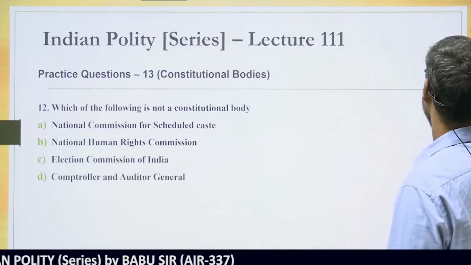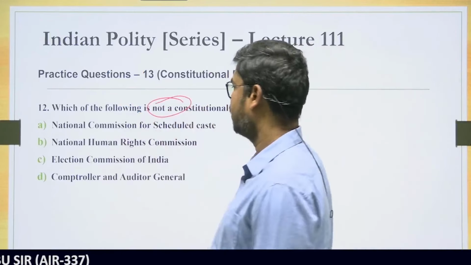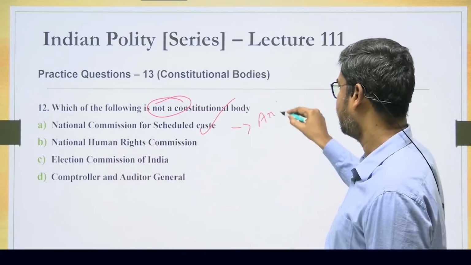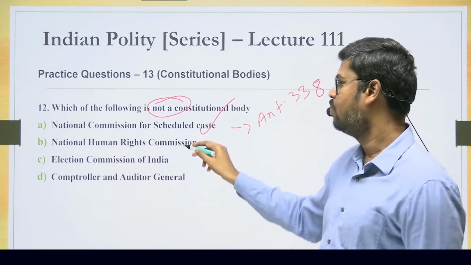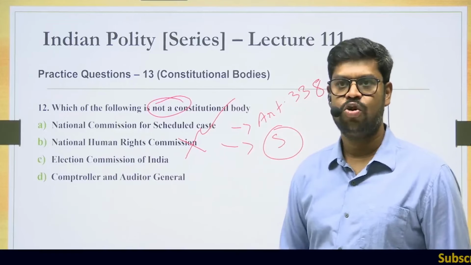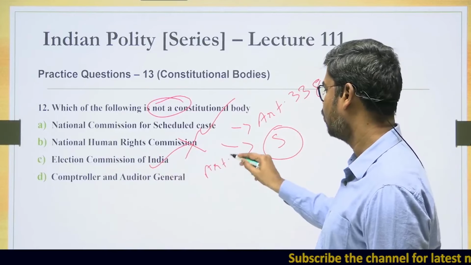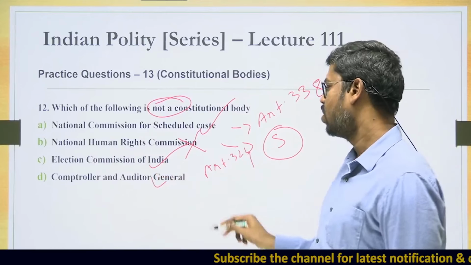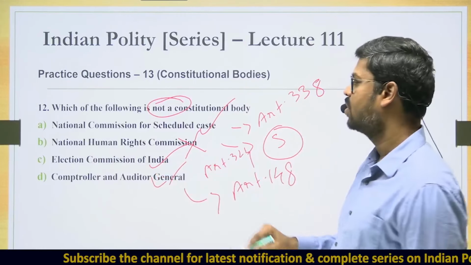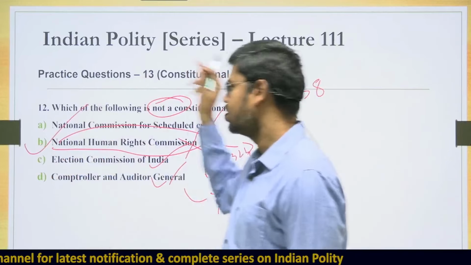Come to question number 12, I think, which is the last question here. Which of the following is not a constitutional body? National Commission for Scheduled Castes, yes, it's a constitutional body under Article 338. National Human Rights Commission, no, it is not a constitutional body, because it's a statutory body established under the Human Rights Act. Election Commission of India, yes, established under Article 324 of the Constitution. Comptroller and Auditor General, yes, established under Article 148 of the Constitution. So the only body which is not a constitutional body is the National Human Rights Commission. Therefore, the answer is option B.